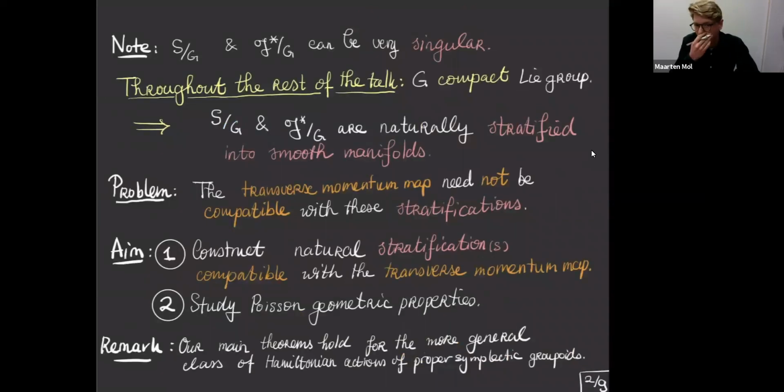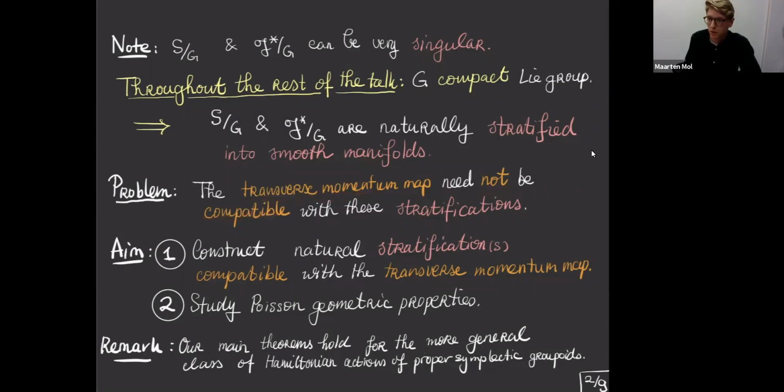Now, the first problem when studying this map is that its domain and its codomain are in general rather singular. So to make these singularities a bit more well-behaved, throughout the rest of the talk, I will assume that G is a compact Lie group. So this means that, well, these spaces are still singular, but now they are naturally stratified by smooth manifolds, right? And these stratifications, they are naturally associated to the actions. However, they need not be compatible with the transverse momentum map. So this is a problem.